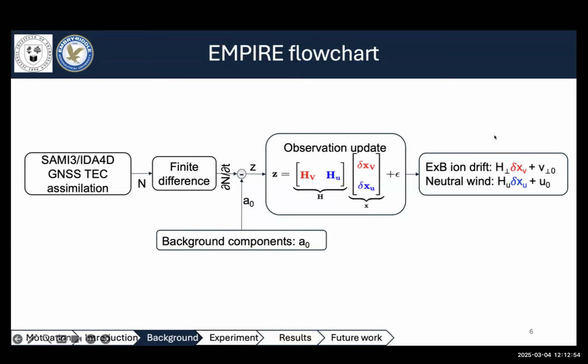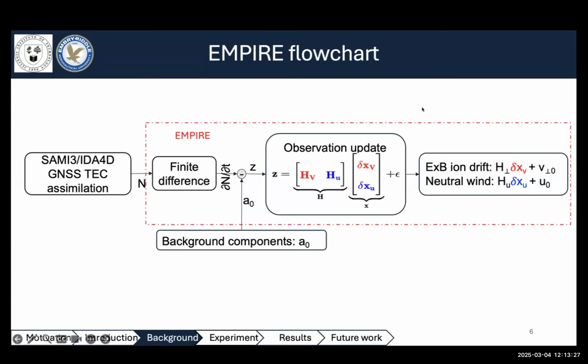So those two drivers can be mapped onto the velocity space by a newly constructed mapping matrix, H perp here, and HU. So note that they only get mapped onto the space that represents the difference between the model and the observation. Therefore, to calculate the optimized ion drift and the neutral wind, the model values need to be counted.